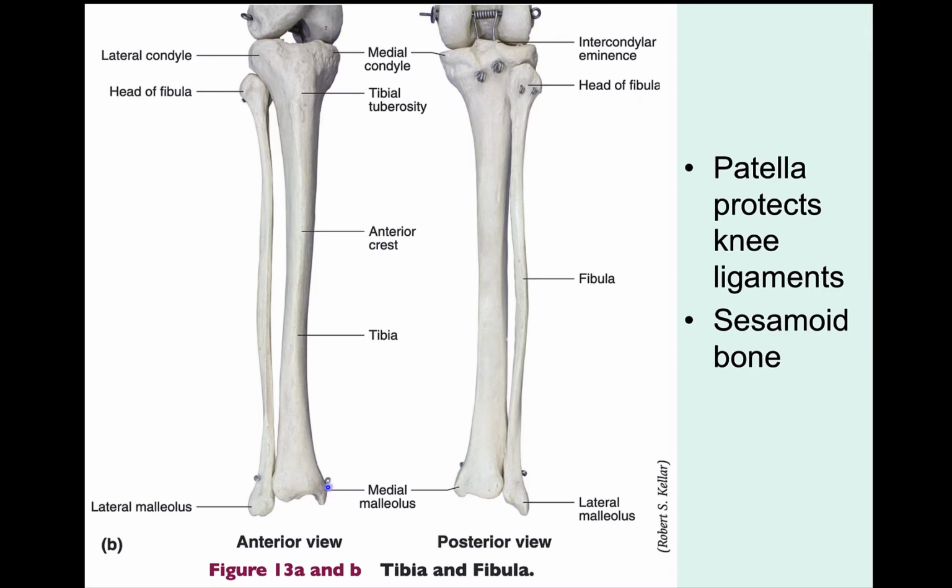Moving distally, we'll see the medial malleolus on the tibia and the lateral malleolus on the fibula. Now, if you reach down again and you find your ankle, you'll see those two projections laterally and medially. Those are your lateral and medial malleolus.